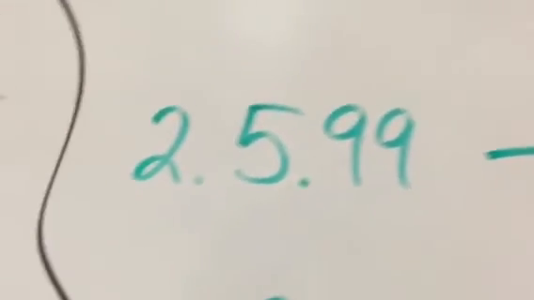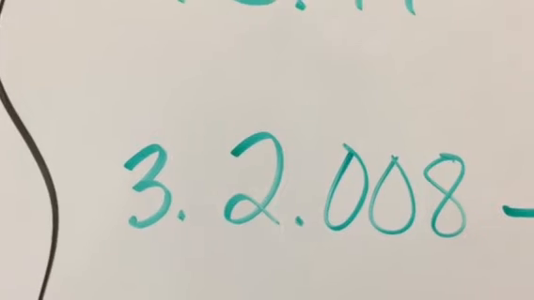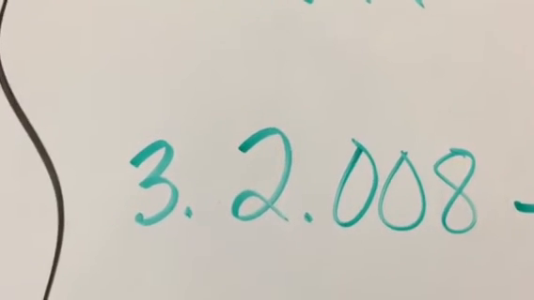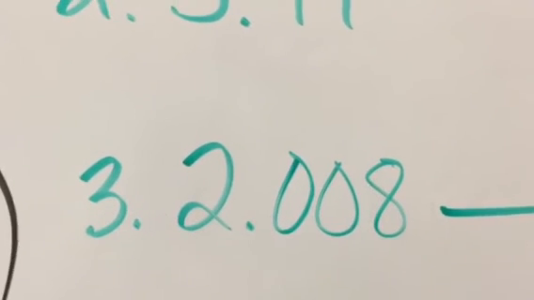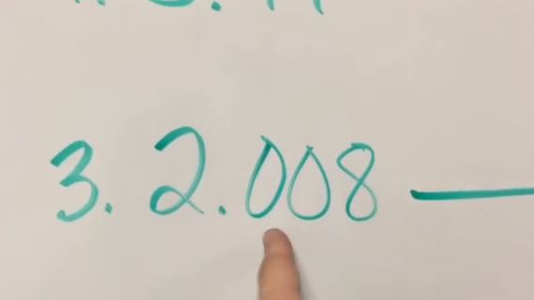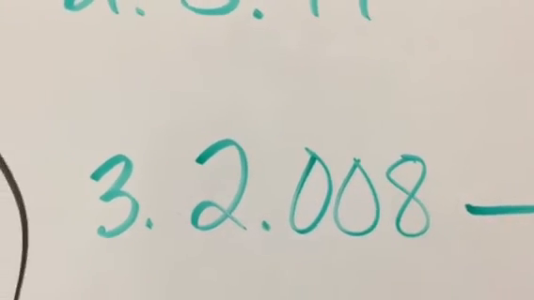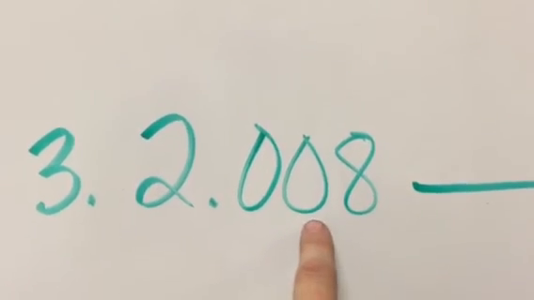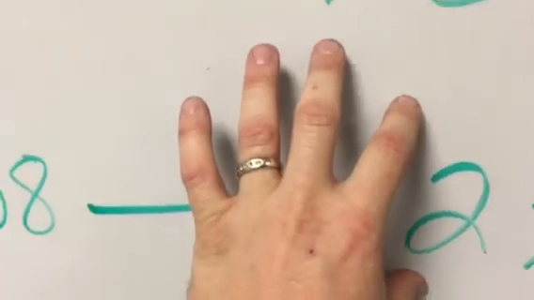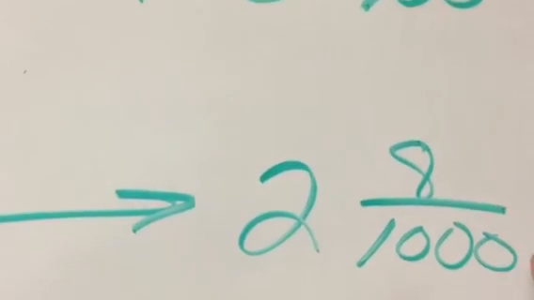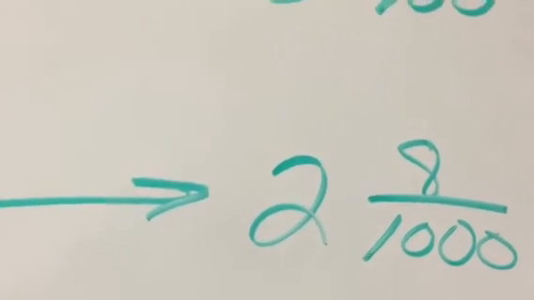Let's look at number 3. 2.008. Again, I take the number after the decimal point, which is just 8, and I put it over the place value, which is tenths, hundredths, thousandths. So I have my whole number is 2, so I have 2 and 8 thousandths. Now let's kind of do the reverse of this.